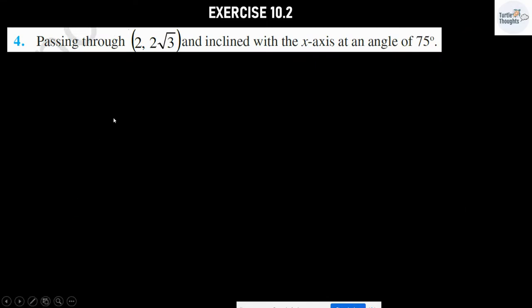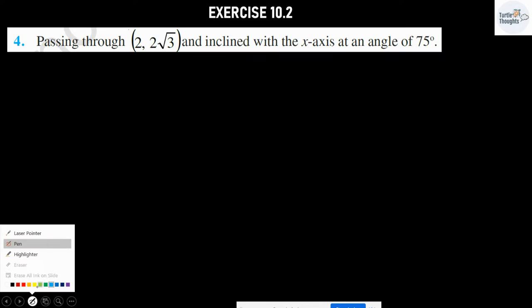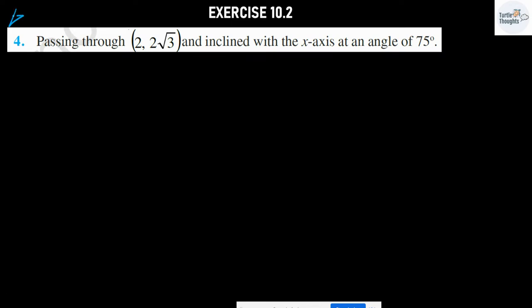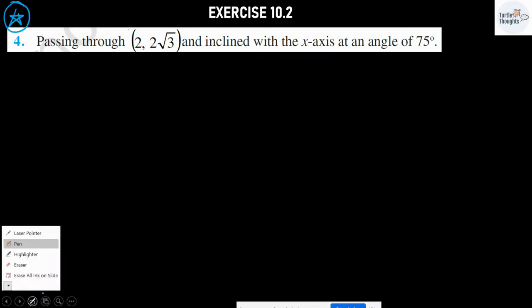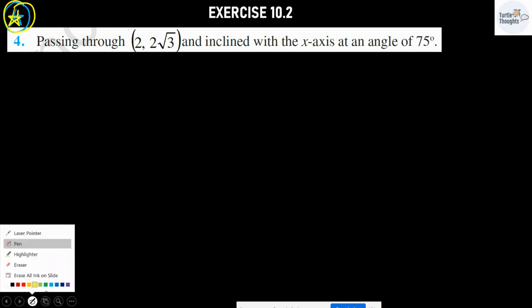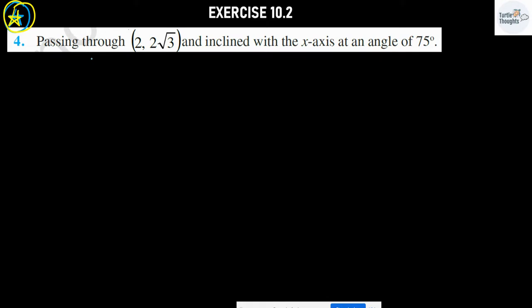We'll move on to the next question. Question number 4. Find the equation of a line passing through the points 2 comma 2 root 3 and inclined with the x-axis at an angle of 75 degree. This is 3 or 4 mark question and it is very very important. So I will mark with the star over here.